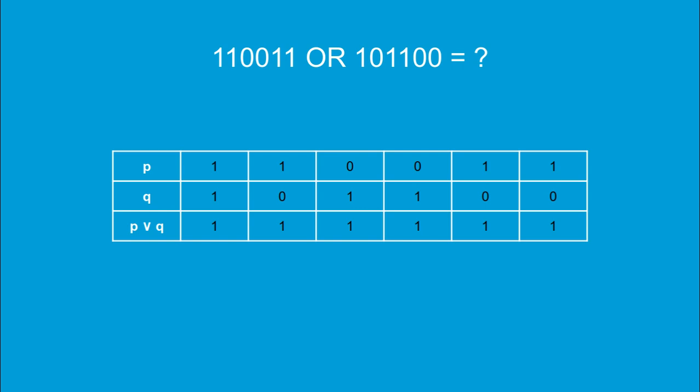Does that make sense? So in the first column, they're both 1. In the second column, P is 1. In the third column, Q is 1. In the fourth column, Q is 1. And in the fifth and sixth, P is 1. So in every case we have a 1 in at least one of those. So that means that OR is 1 all the way across. Does that make sense?